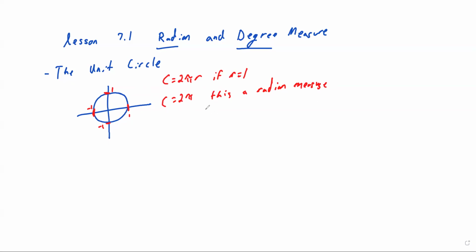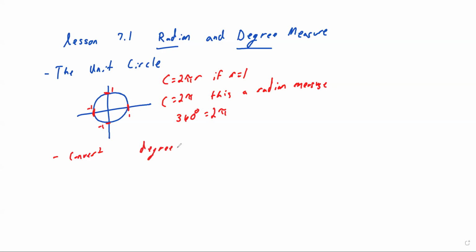Now, this is a different way to describe the same thing as degrees. We know there's 360 degrees in a circle, so this is the same thing as 2 pi. So these two things mean the exact same thing. And then you have to know how to convert from degrees to radians and back and forth.